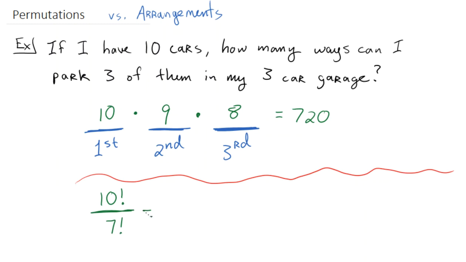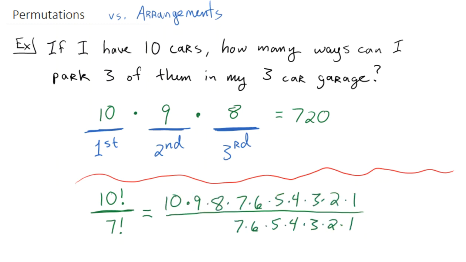Let me write this out the long way so you can see what's happening. So when you get it all expanded out like that, what becomes a lot easier to see is everything below 7 will cancel off, because anything divided by itself divides down to a 1. And so those are just going to get absorbed into the multiplication, leaving us with the 10 times the 9 times the 8, which is what we had up above.